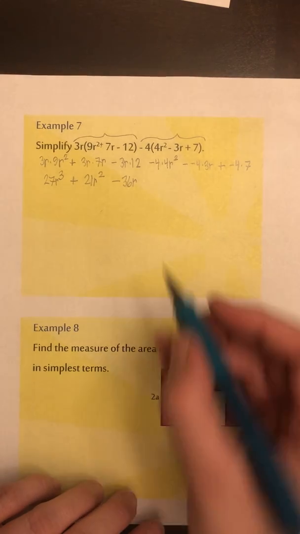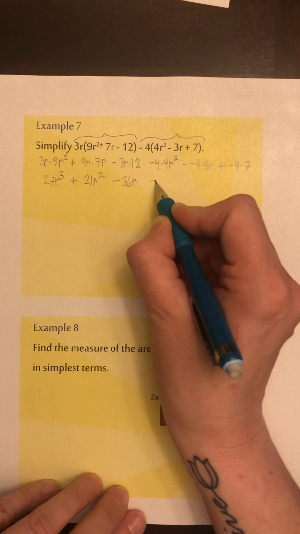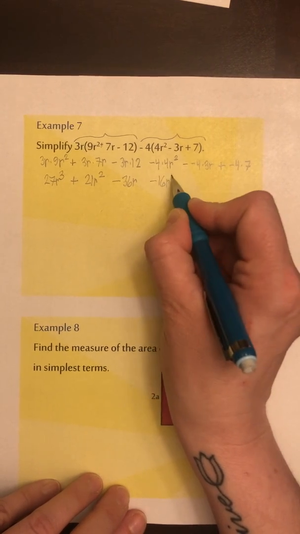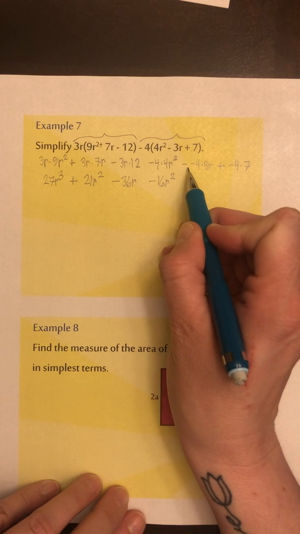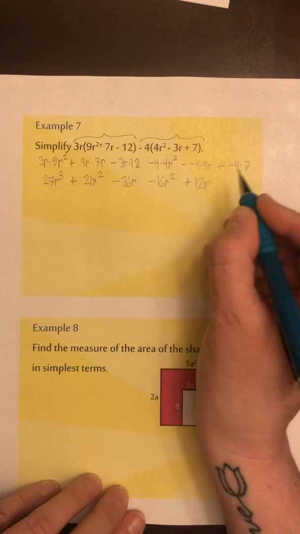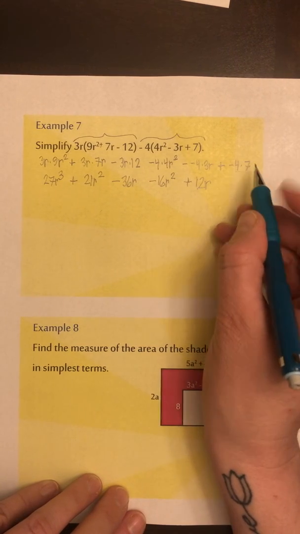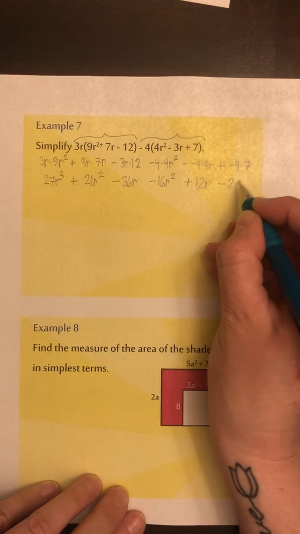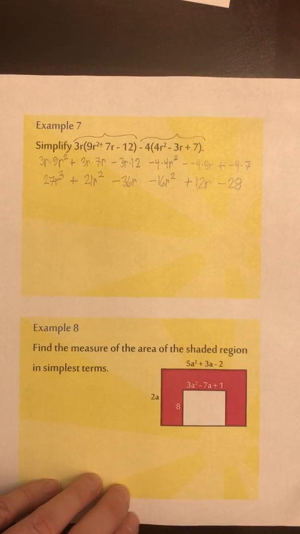Now let's see what's going on with the next part. So next I have negative 4 times 4r squared. Well, that's going to give me a negative 16r squared. For the next term, I've got those two negative signs again together. That's going to turn that into a plus 12r. And then back here, I have plus negative 28, and I'm just going to write that as a minus 28. So all we've done so far is the distributive property.